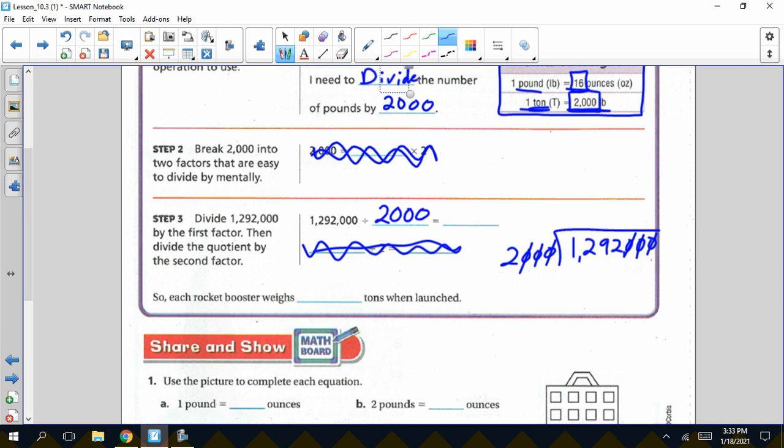2 goes into 12 6 times. Bring down the 9. 2 goes into 9 4 times. If that's an 8, we subtract, we get 1. We bring down the last 2. 2 goes into 12 again 6 times with nothing left over. So each rocket booster is going to weigh 646 tons. And that's each side. That's a lot of weight right there.